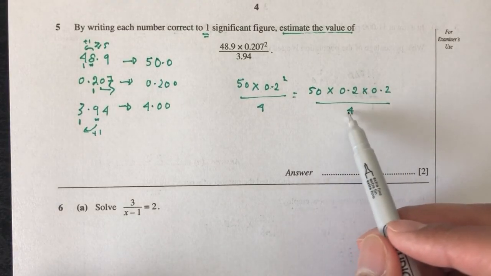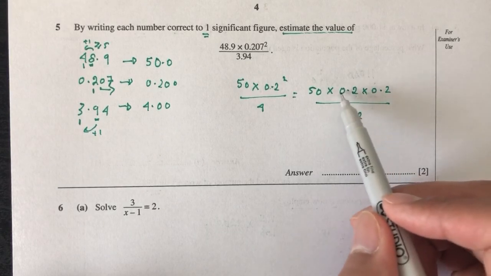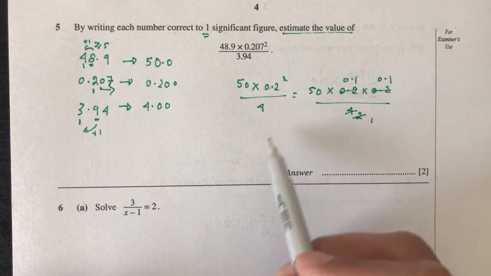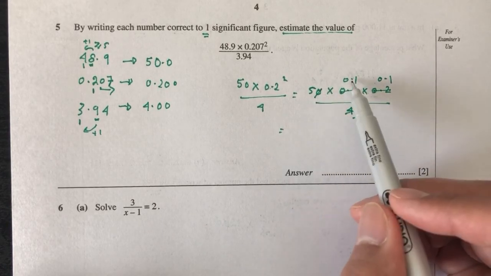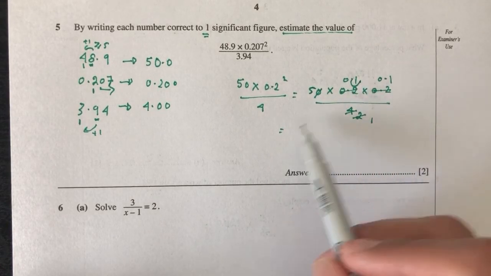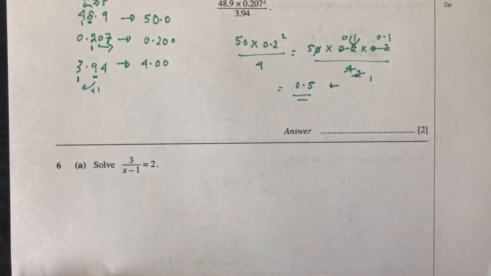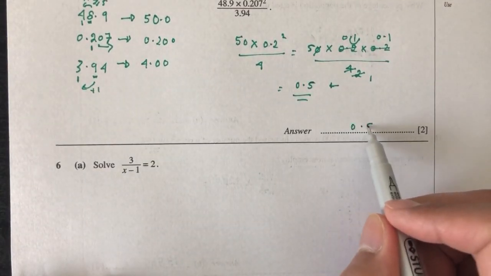So let's divide by 2. We have 2. 0.1, divided by 2 again, we have 0.1. So 0 will become 1 here. So 5 times 0.1 will be 0.5. So your answer will be 0.5 for number 5.